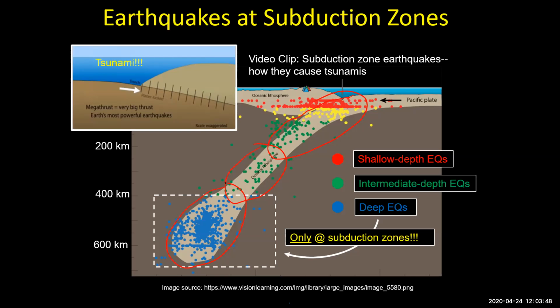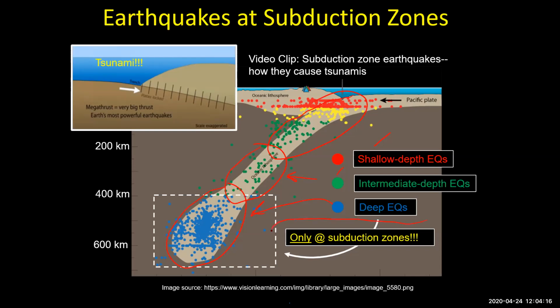And so you can imagine that it's actually possible to map out the subducting plate in 3 dimensions by mapping out the locations of the earthquakes in the subducting plate in 3 dimensions. So as the plate descends, we of course get shallow earthquakes near the surface. We get intermediate depth earthquakes. Those are the green dots. And deeper than about 400 kilometers, we also get deep earthquakes.